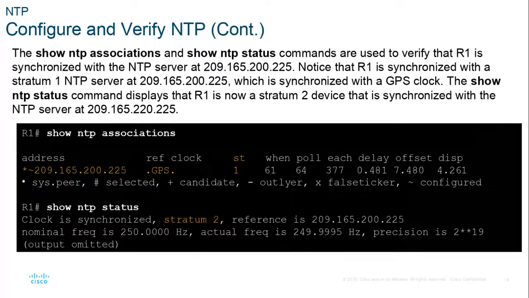So we'll see that when I show that print. Show NTP associations will show the IP address of that master clock, and show NTP status will show us that the clock has been synchronized.